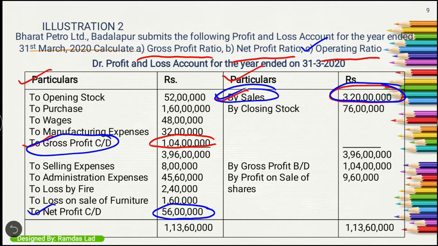So in this example here, operating expenses include selling expenses of rupees 8 lakh and administrative expenses of rupees 45 lakh 60,000. So these are the operating expenses, divided by sales, which is given here. By using this value, we can calculate the operating ratio. Now see the actual calculation on the next slide.